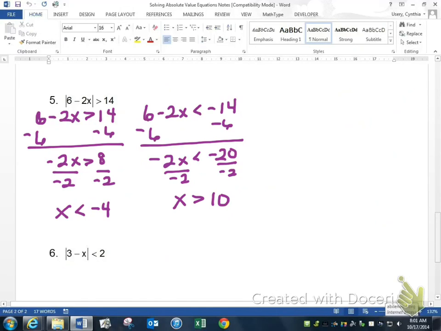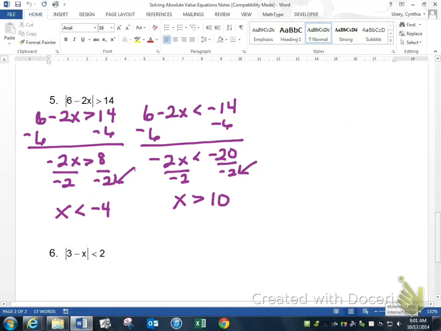Okay, I got that x is less than negative 4 and x is greater than 10. So remember that when we divide by a negative, as we did here, we have to flip our symbol around. So instead of a greater than, it became a less than. Same thing here. When we divided by negative 2, the less than symbol becomes a greater than symbol. So make sure you got that part right.